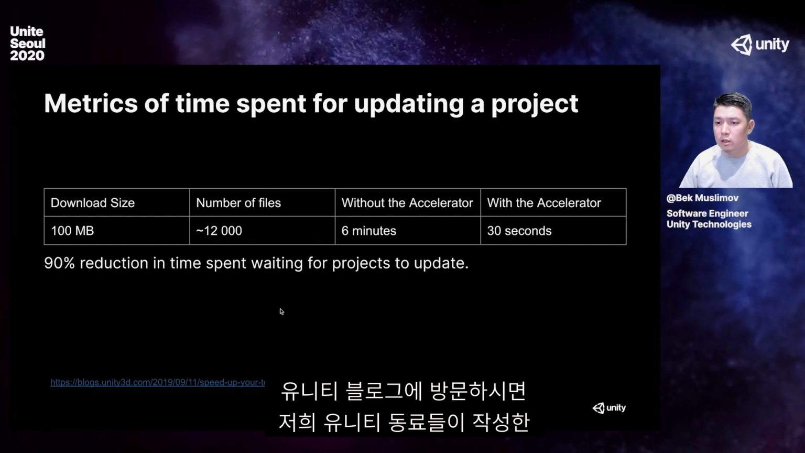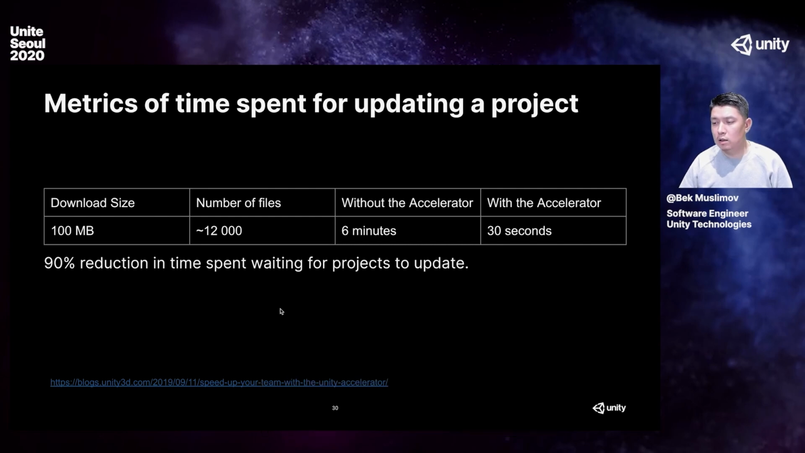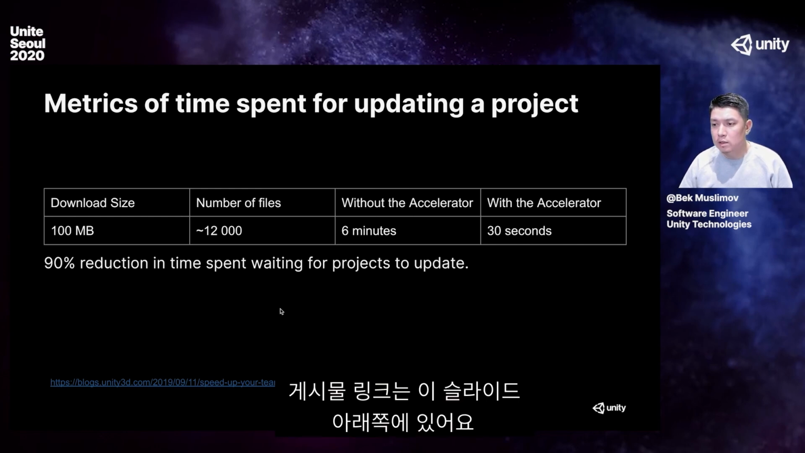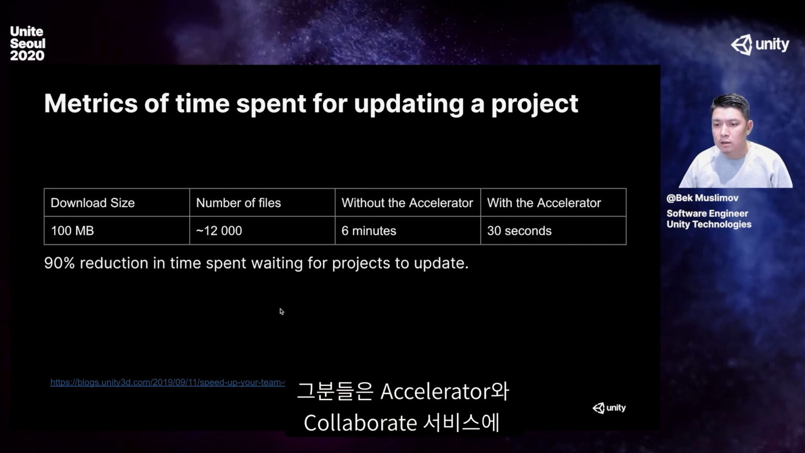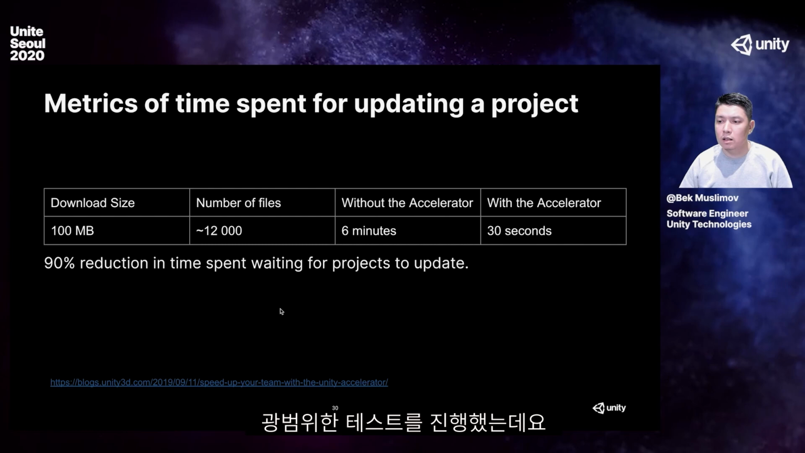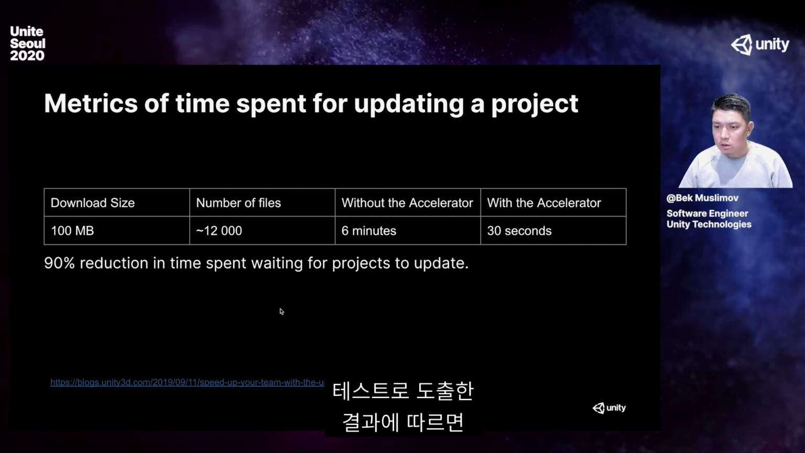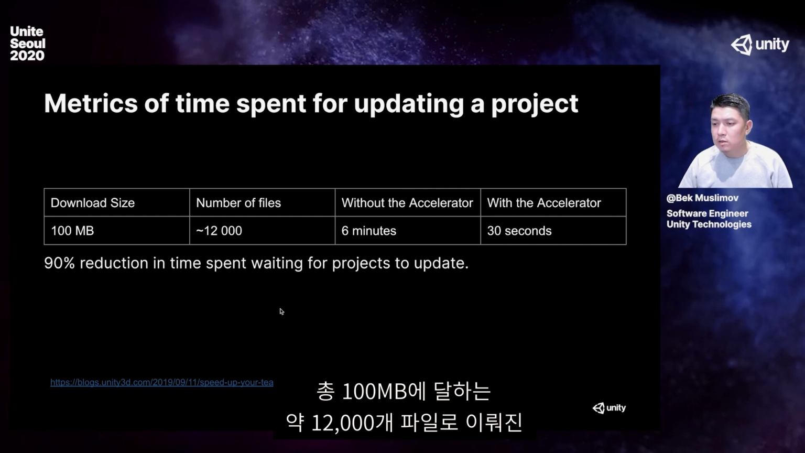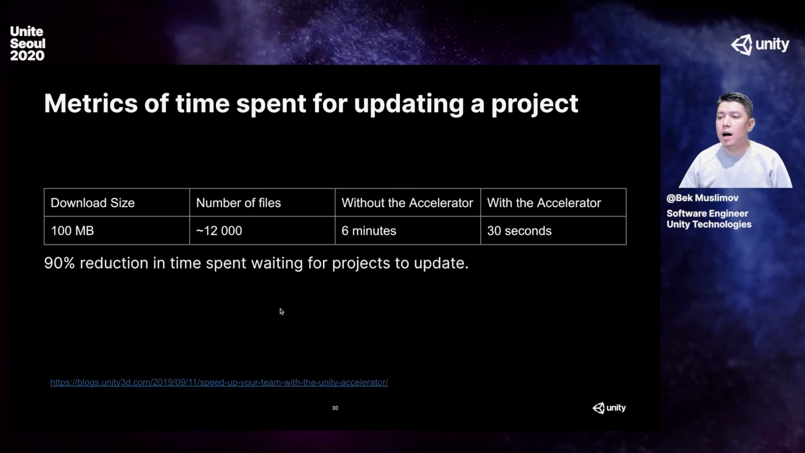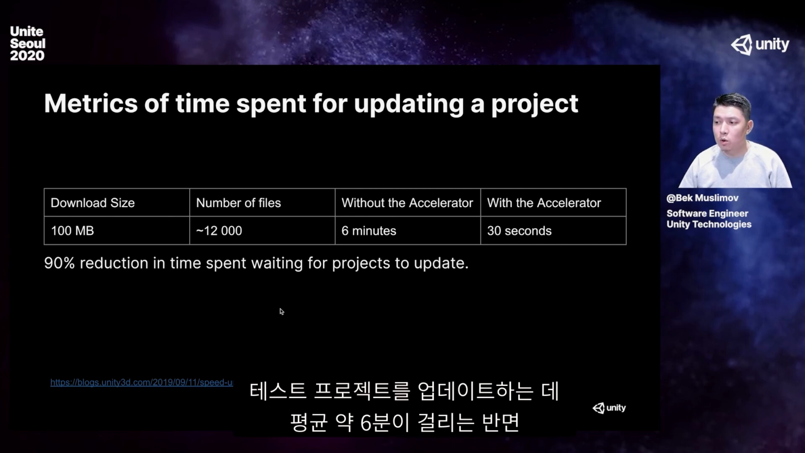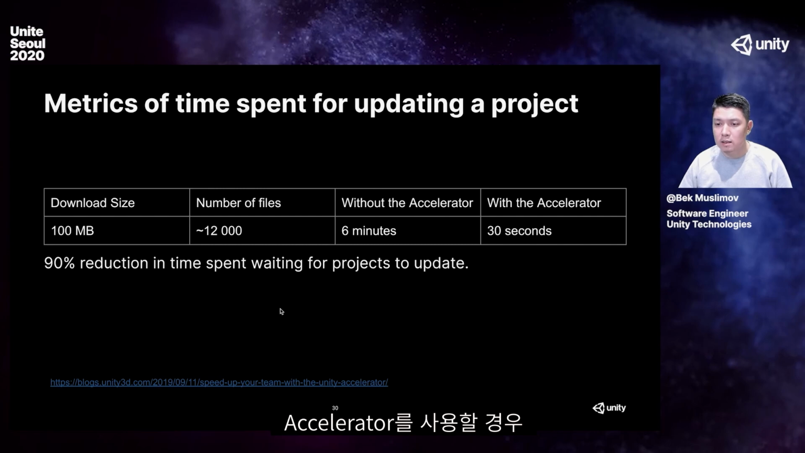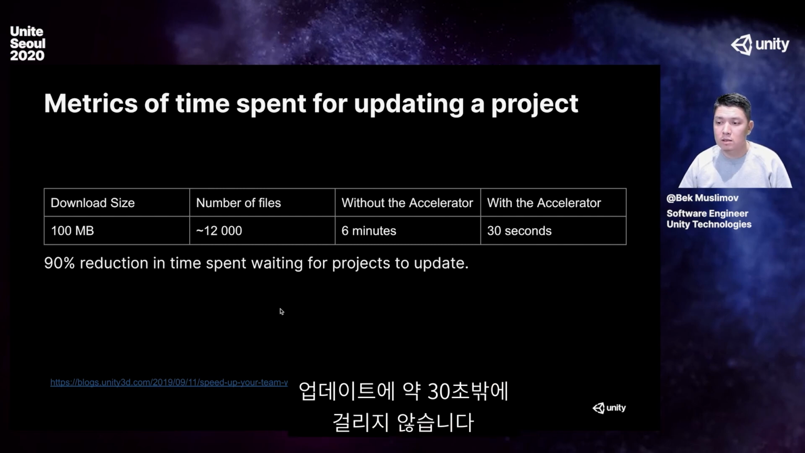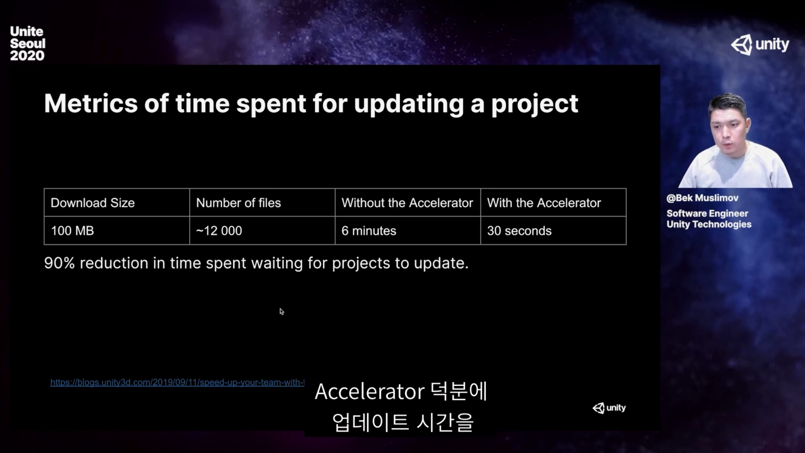If you visit our Unity blog, there is an excellent post named Speed Up Your Team with the Unity Accelerator, written by my fellow colleagues at Unity. You can find the link to the post at the bottom of the slide. They have conducted extensive testing of the Accelerator and the Collaborate service. According to the results they have received, with around 12,000 files and 100 megabytes in size, updating the test project would take on average around 6 minutes, whereas with the Accelerator, it would take only around 30 seconds. The Accelerator helped to reduce the update time by up to 90% on average.